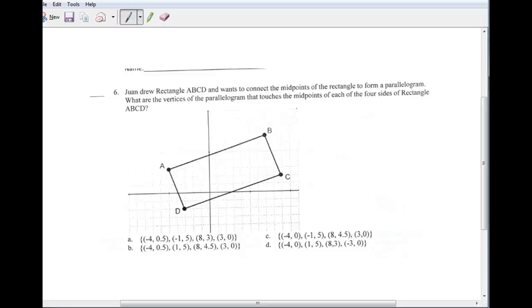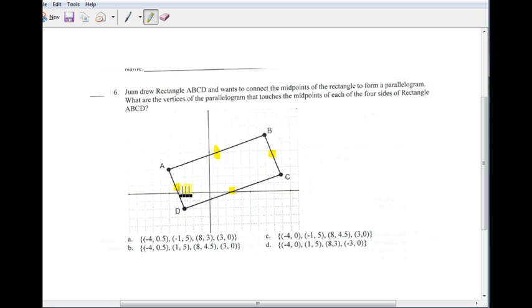Problem 6 for both classes, regular and honors. He wants to put a parallelogram in here that hits the midpoints of each of the 4 sides of the rectangle. So what we want to do is actually mark where we think the midpoints are, because humans are pretty good at finding the middle of something. So I'm going to put my best guess, something like that, probably around in here, somewhere up here. There maybe. Okay, now let's look at the approximate coordinates of these.